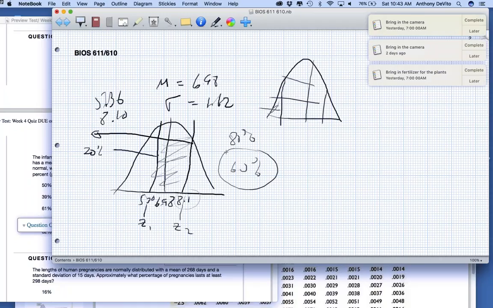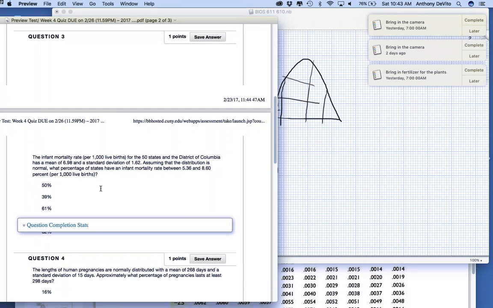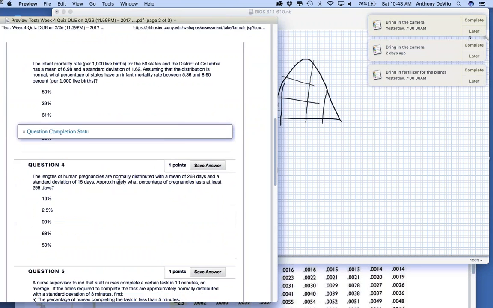So you have to manipulate it a little bit and figure out what these areas are. And it's best if you draw it out. Okay, so let me move on from that.